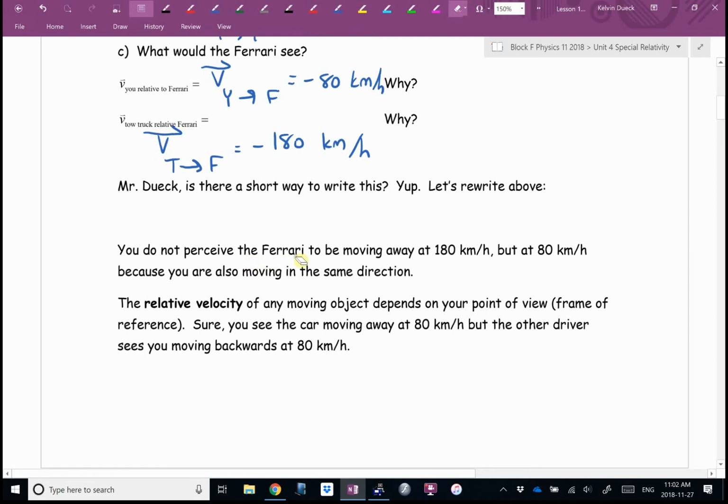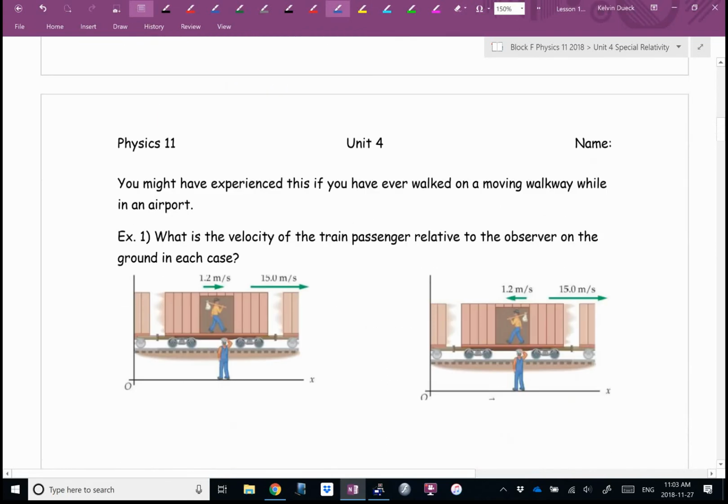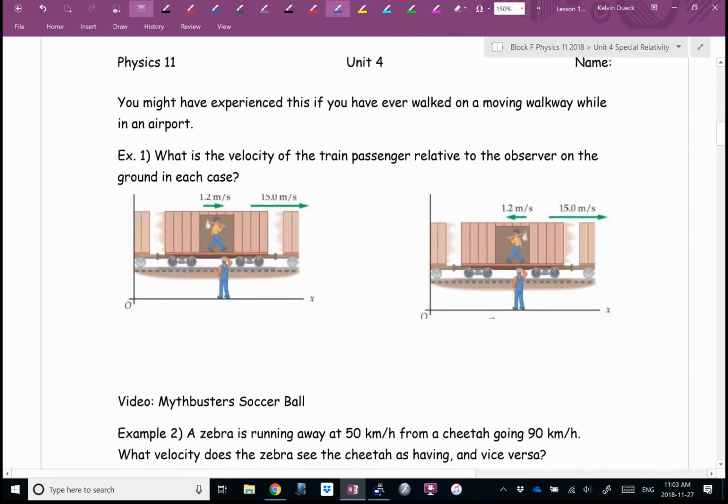So you don't perceive the Ferrari to be moving away at 180 kilometers, but at 80 kilometers. And because it's going forwards away from you, you perceive it as traveling forwards. The relative velocity of any object depends on your point of view or your frame of reference. Sure, you see the car moving away at 80, but the other driver sees you moving backwards at negative 80. You may have experienced this. How many of you ever walked on one of those moving walkways at airports? Where you look at the people that aren't using the walkway, and relative to you, they seem to be retreating very, very quickly, but you're not walking as fast as they're retreating because you're also getting a speed boost from the moving walkway.